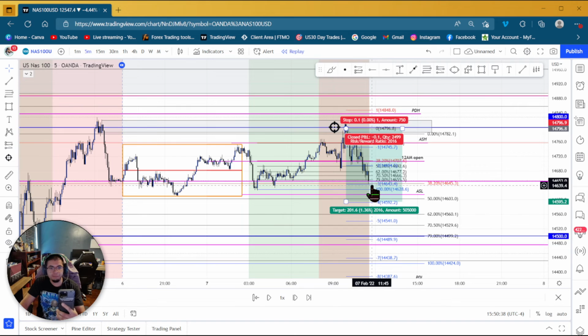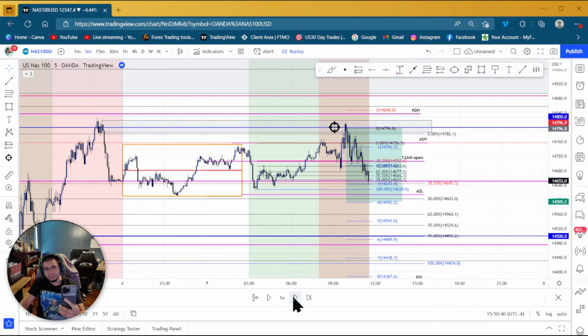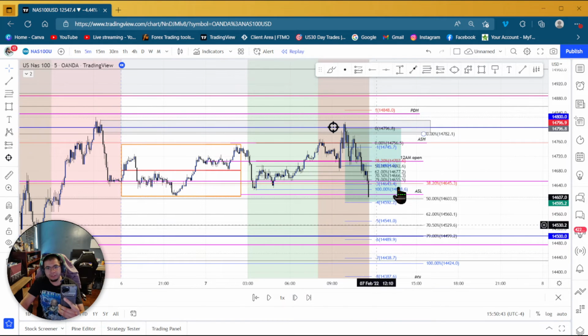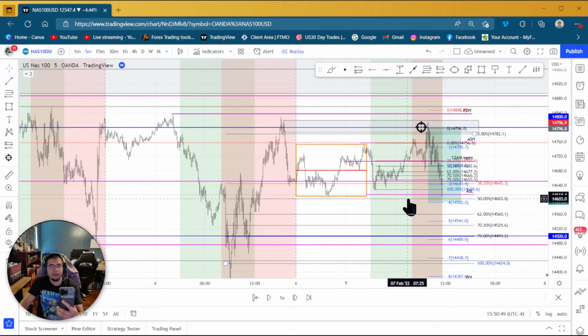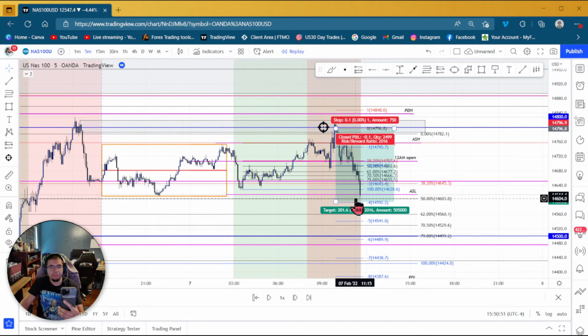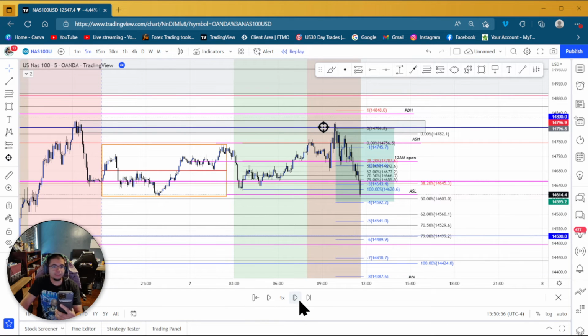Now just tap TP3. My runner's still going. I took 2% off already, but I'm gonna wait till okay. This candle just created under the Asian session low. At this point, I'm gonna close the whole position out, just because I want to secure profit.